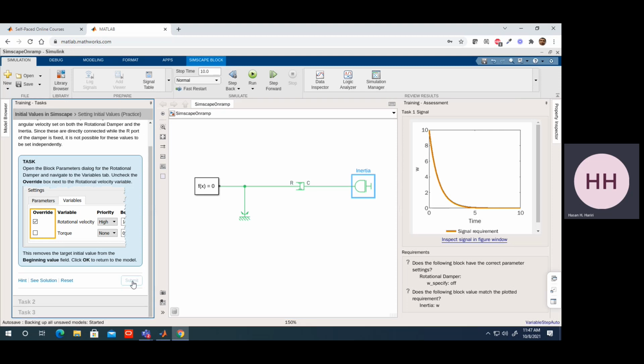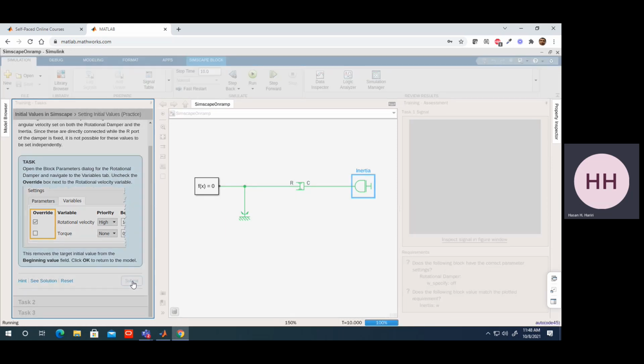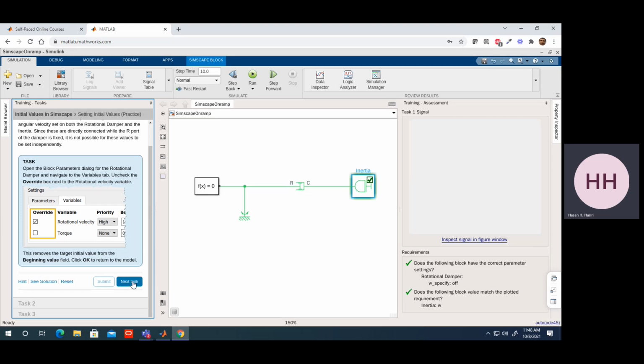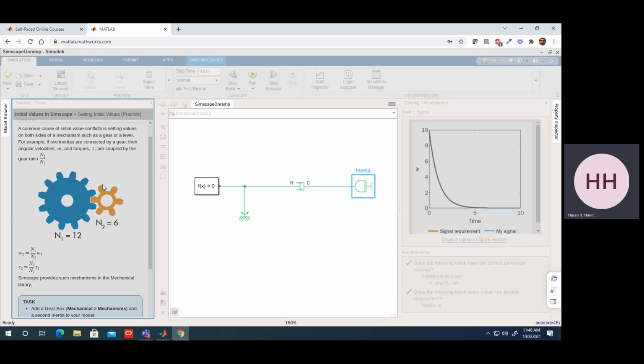Alright, so this is the first task. Quickly going for it. Because it has an initial value of 10, initially the rotational speed, the angular velocity, was 10, so it goes from 10 and goes down. Alright, let's see here.